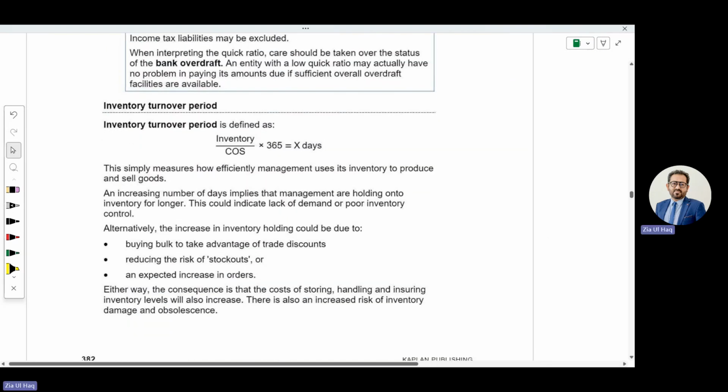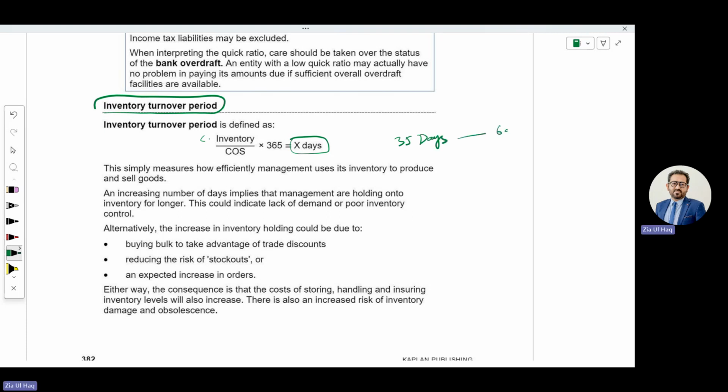What are the other ratios? Inventory turnover period, also called inventory days. How to calculate? Which inventory? Closing inventory, that appears in current assets in the balance sheet, over cost of sales into 365 days in a year. The answer will be in days. So the answer is 35 days, or say 60 days.